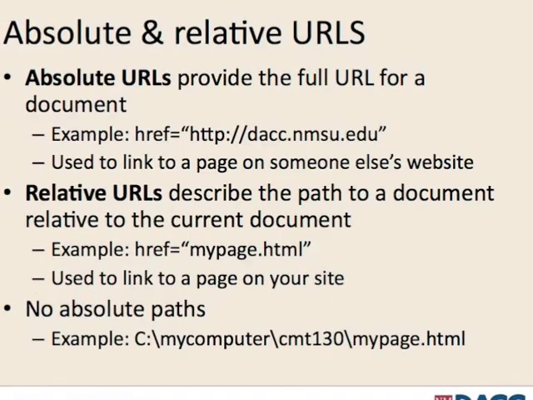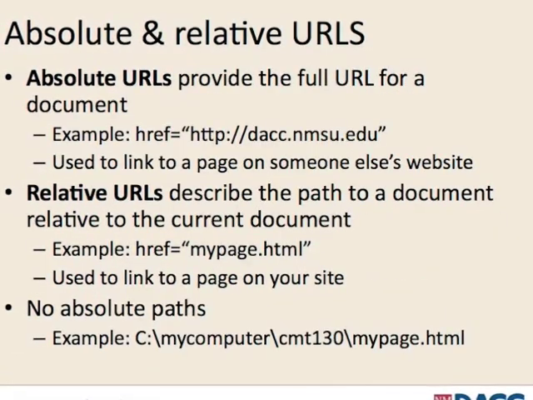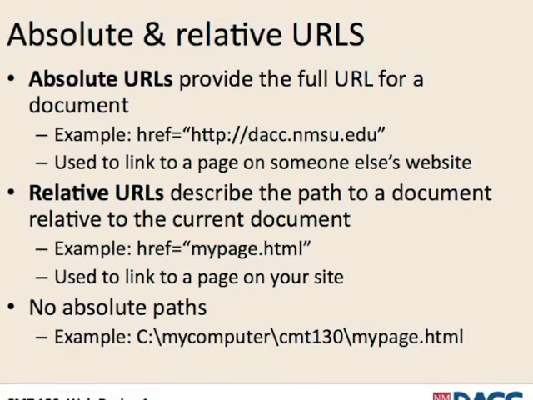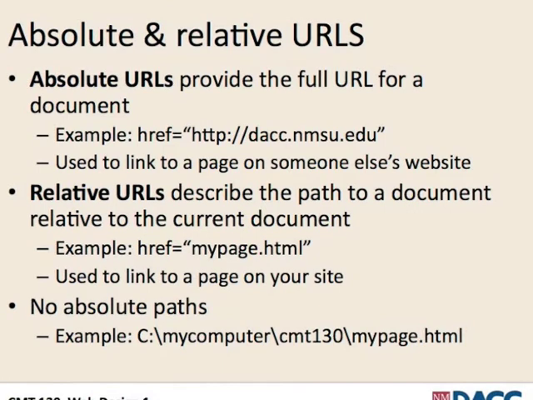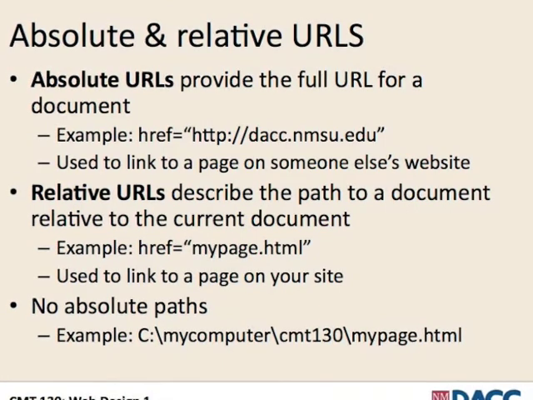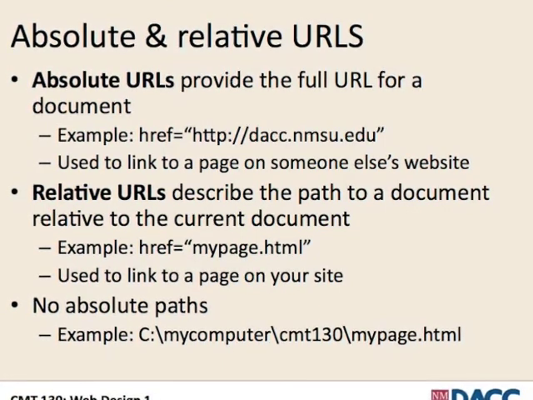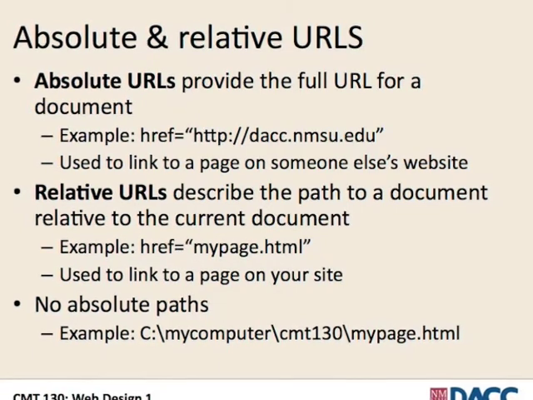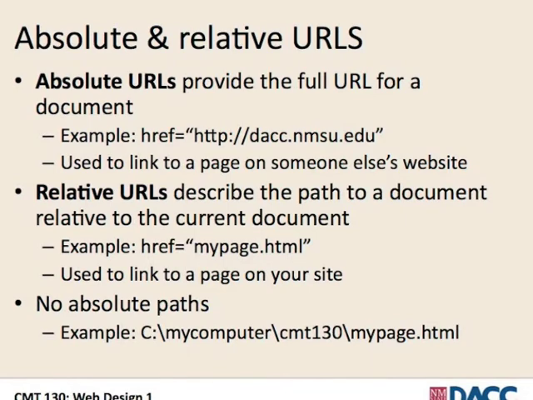Links can point to absolute URLs or relative URLs. An absolute URL provides the full URL for the document. For example, http://dacc.nmsu.edu. You would use this type of link to link to someone else's website.